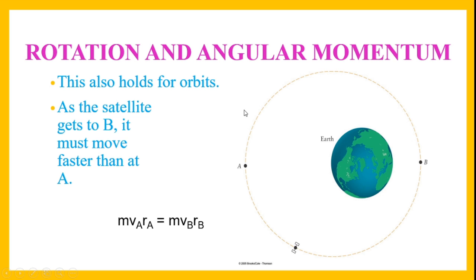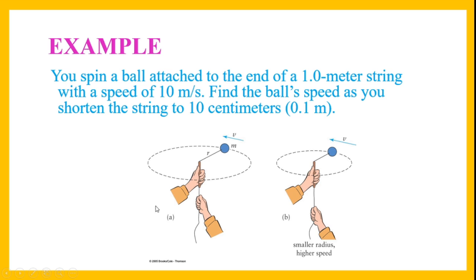But when it comes to point A, because the radius is more, the angular velocity of the satellite will be less, because of which it will be moving slowly when compared to point B. So as the satellite gets to B, it must move faster than at A. Let us calculate the angular momentums in both cases. This will be mVARA and this will be mVBRB. m gets cancelled. VARA is equal to VBRB.